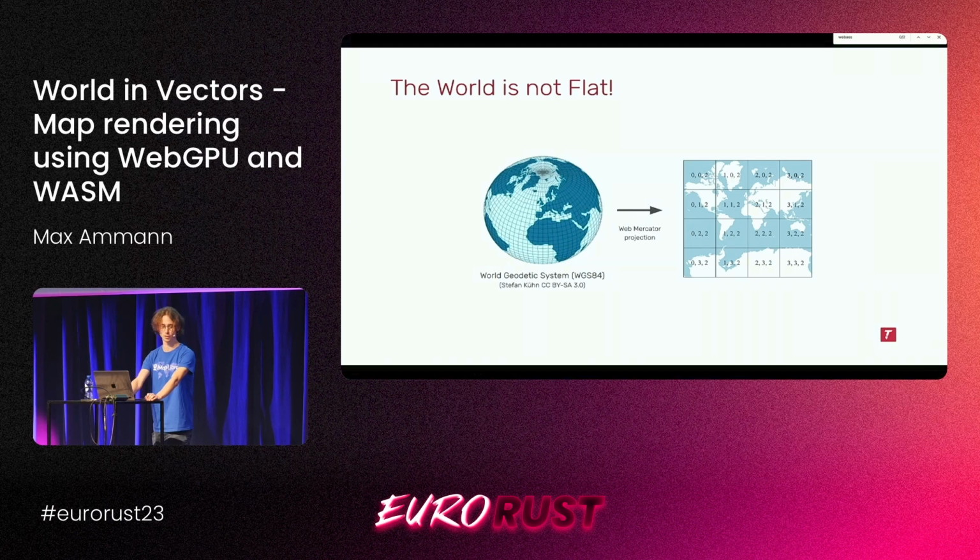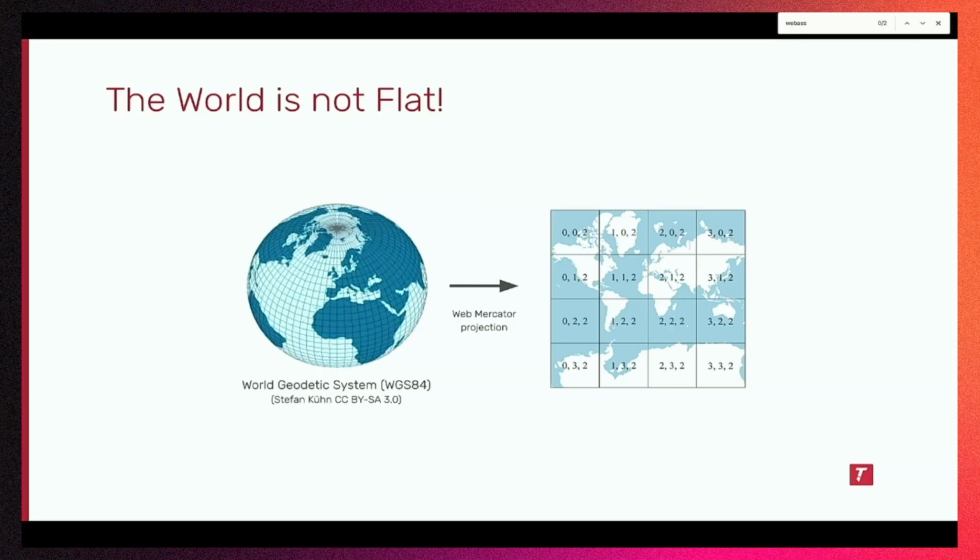In order to first get to this 2D plane, you need to have some projection. This is a very simple representation of this, but you essentially use some projection to go from a 3D representation of the Earth to a 2D plane. There's no perfect solution to this, so you need to have some compromise, and the most well-known compromise is called WebMercator.